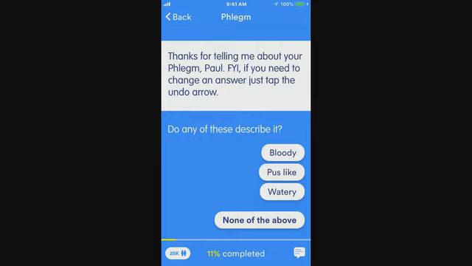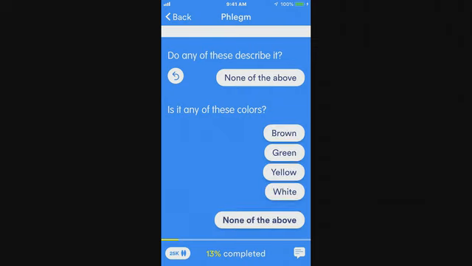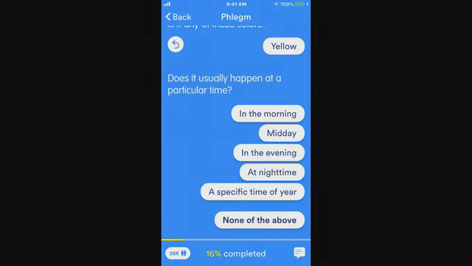I signed in as Paul because I didn't want to be associated with any of this data. So was the phlegm bloody or pus-like or watery or none of the above? None of the above. So what was it like? I don't know, Paul. Is it any of these colors? I think I'll make it yellow. Next. Does it happen in the morning, midday, evening, nighttime, or a specific time of year? Specific time of year.